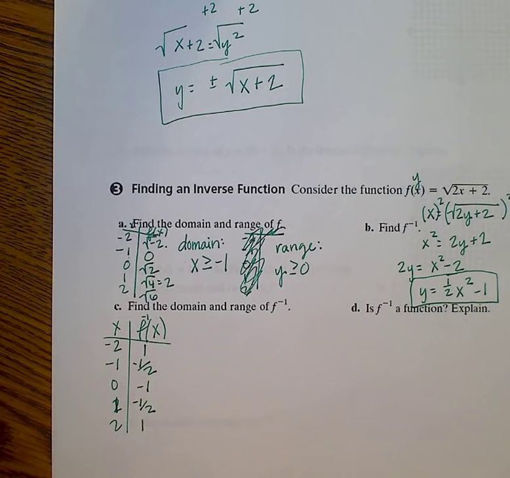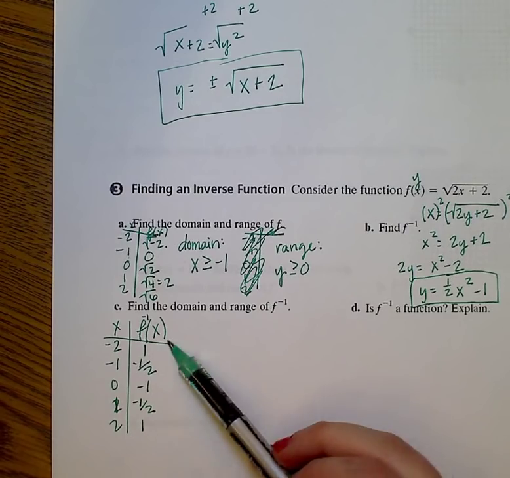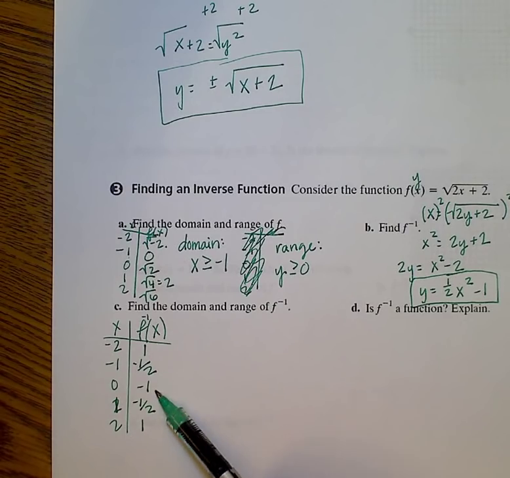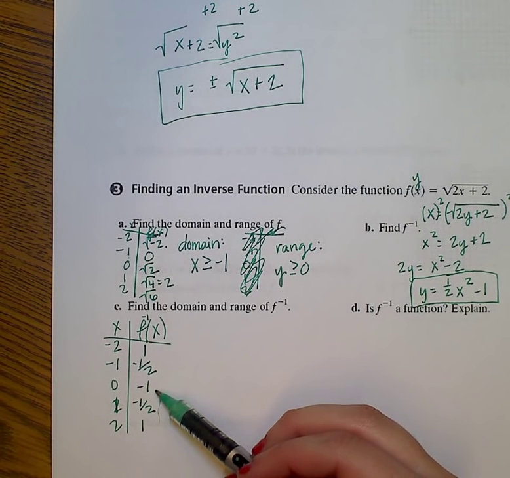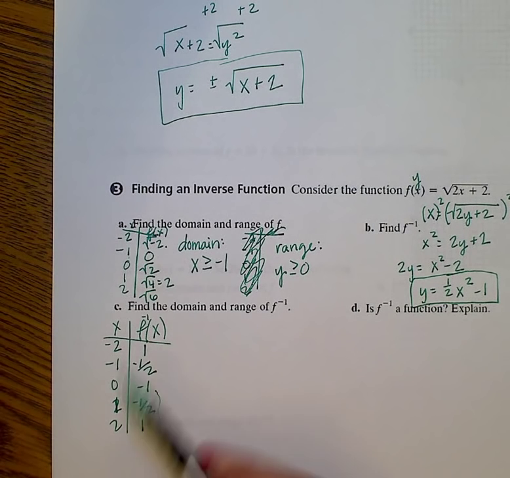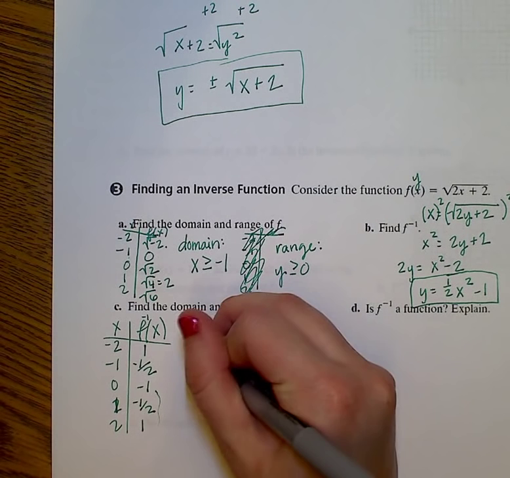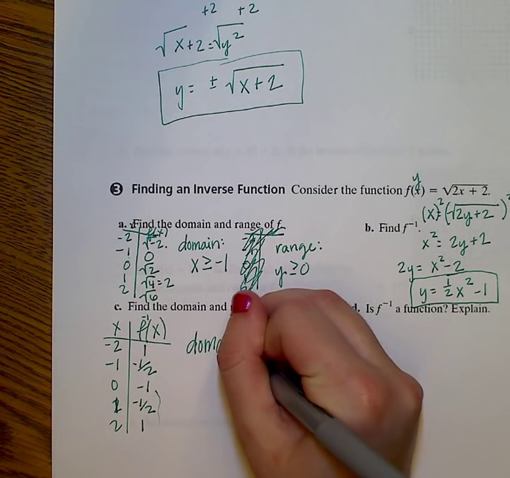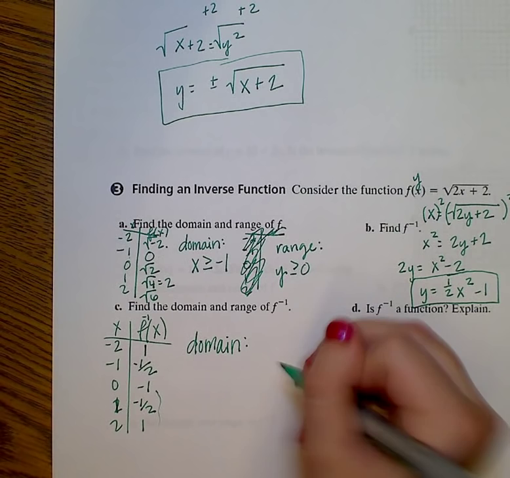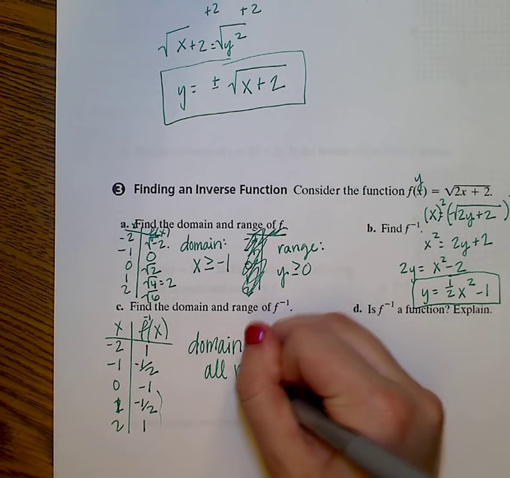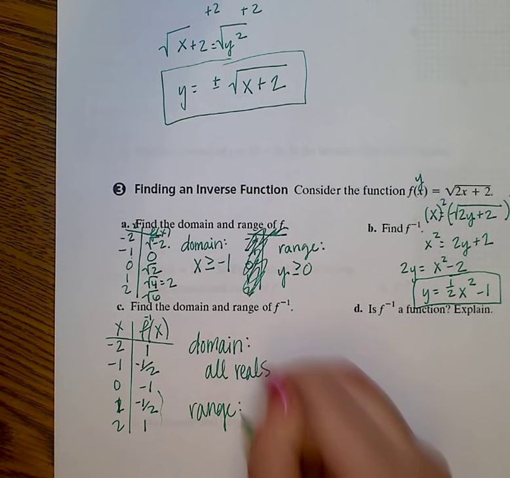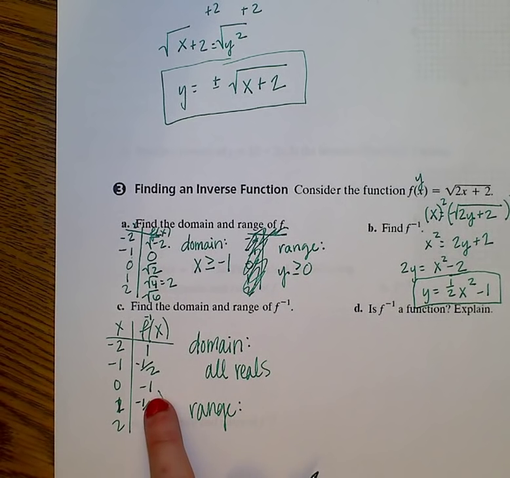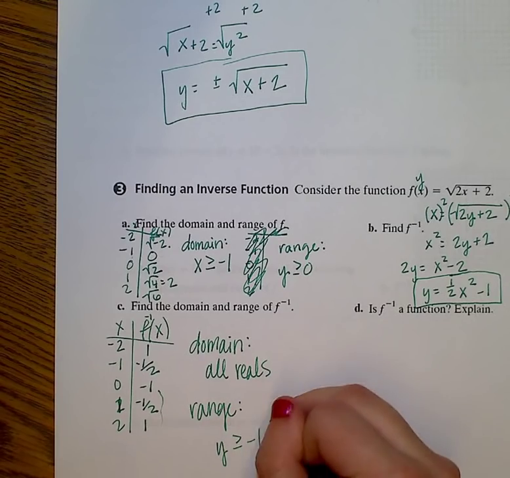So notice this is a quadratic. It's going down to -1 and then coming back up. So our lowest point in our y is going to be at -1, but we can put in any x value here. So my domain is going to be all reals, and my range, the smallest thing my range can be is -1. So my range is going to be all the y's that are greater than or equal to -1.